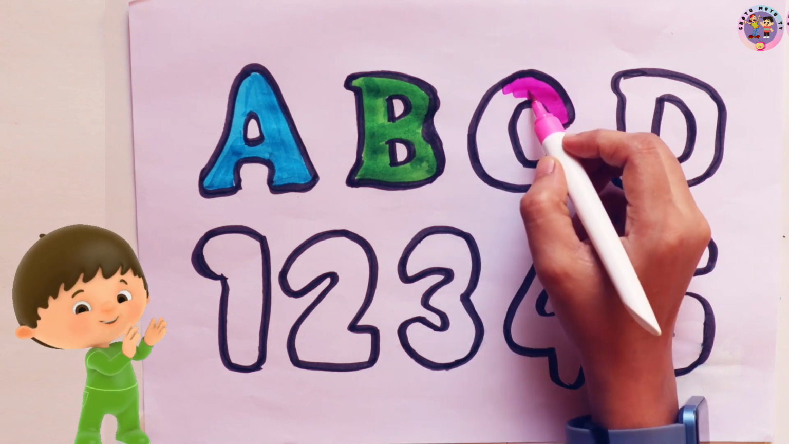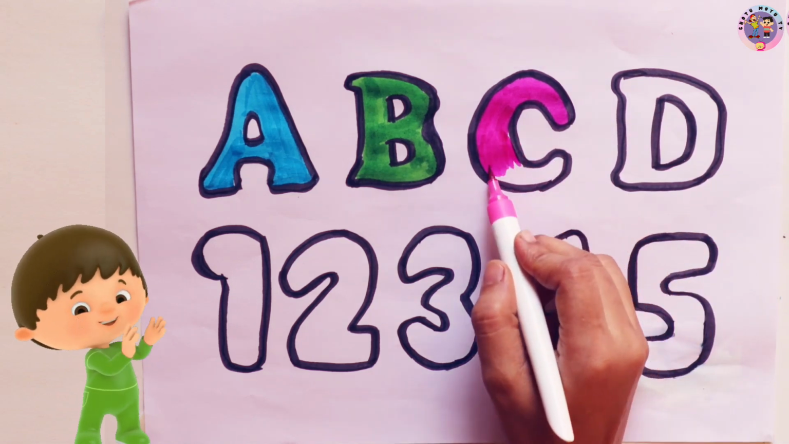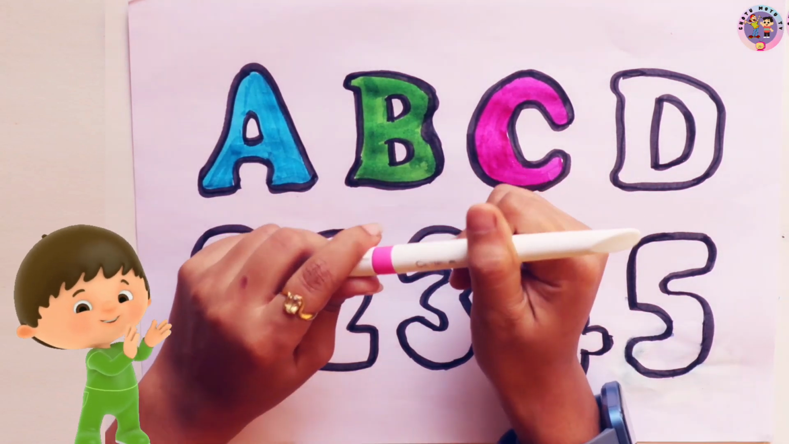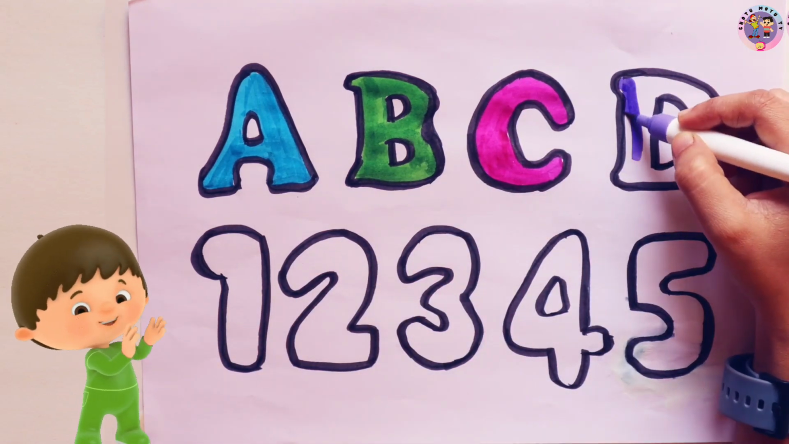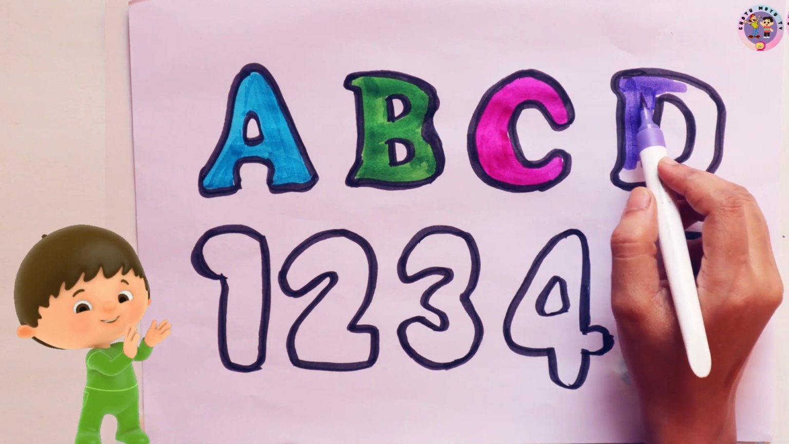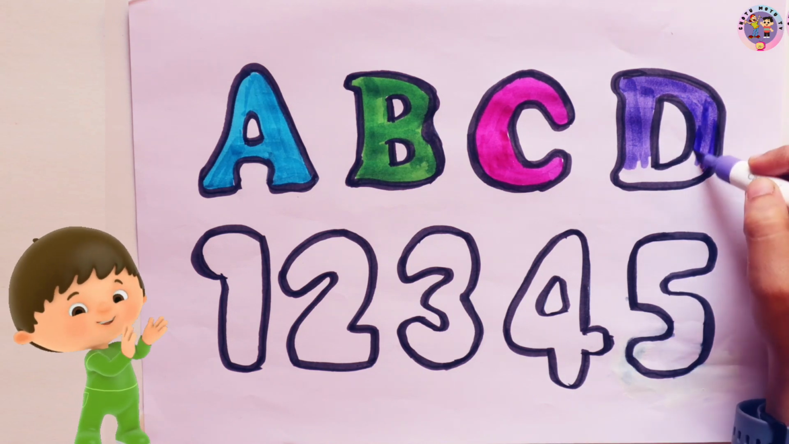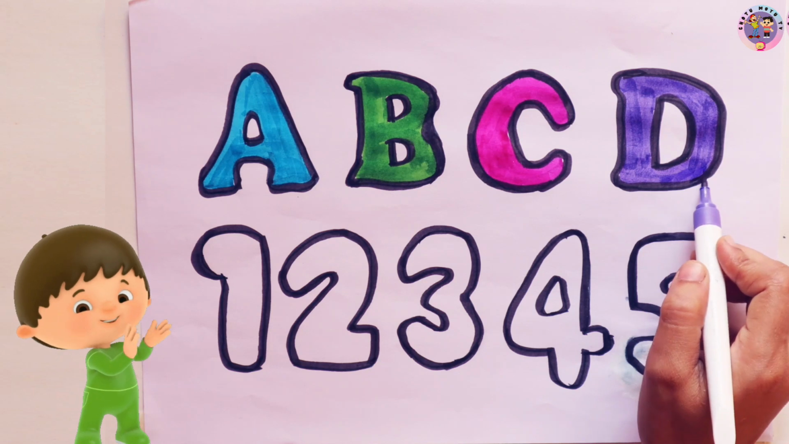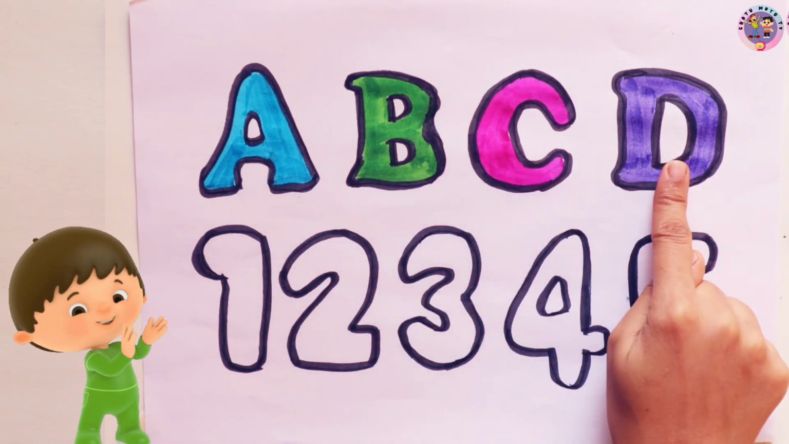C. C for cake. Violet color. D for dog. A, B, C, D.